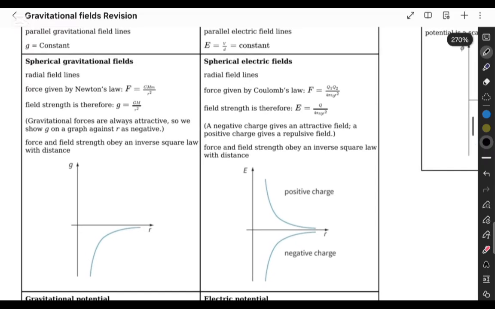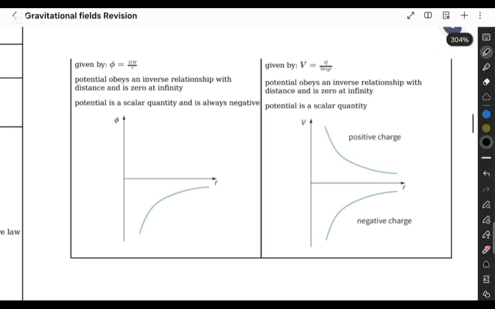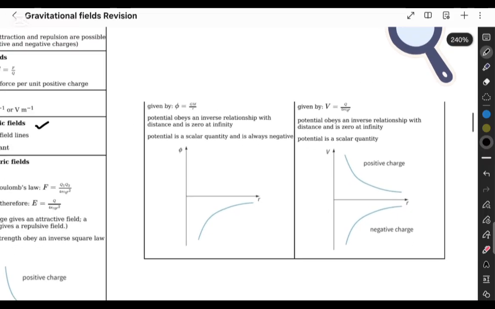So we're going to be talking about electric potential as well. This is the electric potential and the gravitational potential. Both potentials obey the inverse relationship, and the potentials are considered zero at infinity. Remember that the gravitational potential is always negative, but the electric potential can be positive or negative. So there are some things to keep in mind.